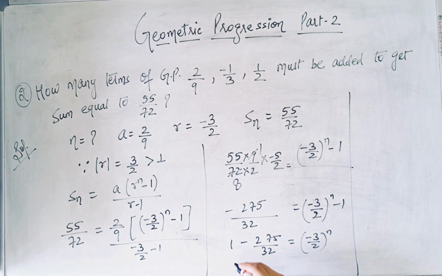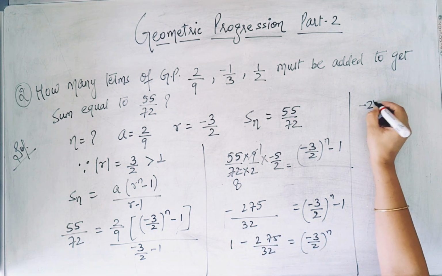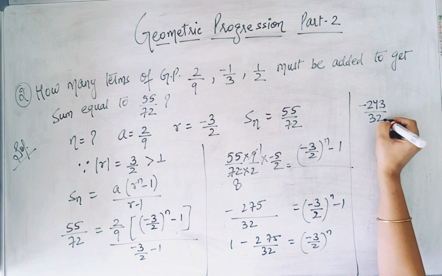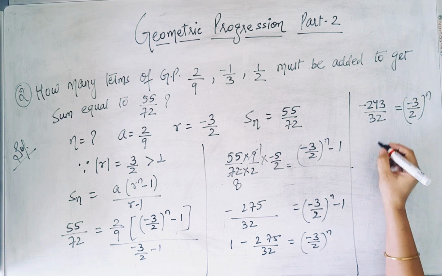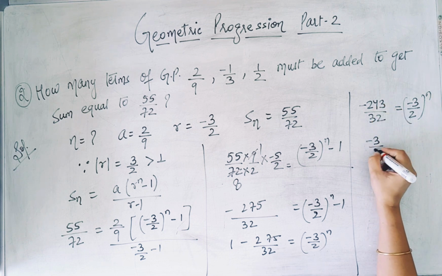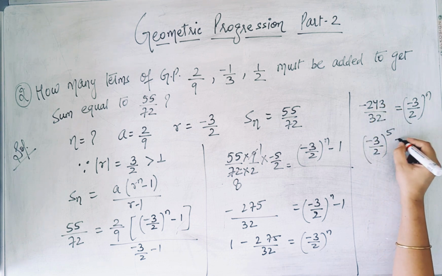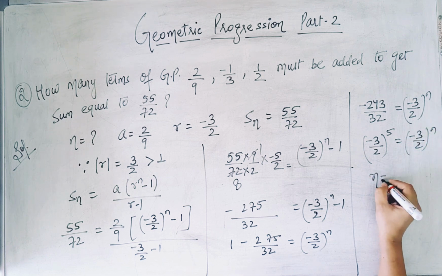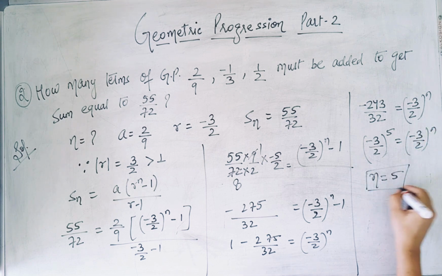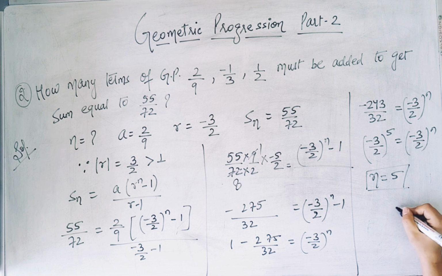So when we solve this, 32 minus 275, we will get minus 243 by 32, and this is equal to minus 3 by 2 to the power n. So we can write this as minus 3 by 2 to the power 5 equals minus 3 by 2 to the power n. Hence n will be 5. So 5 terms of the GP must be added to get a sum equal to 55 by 72.